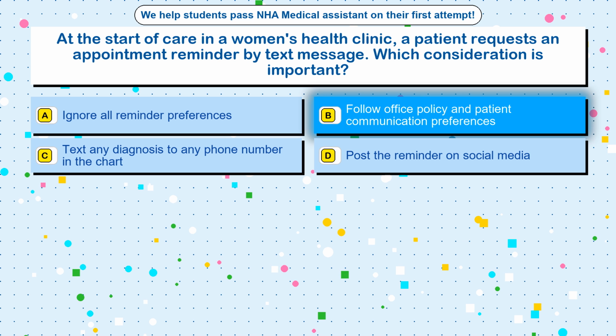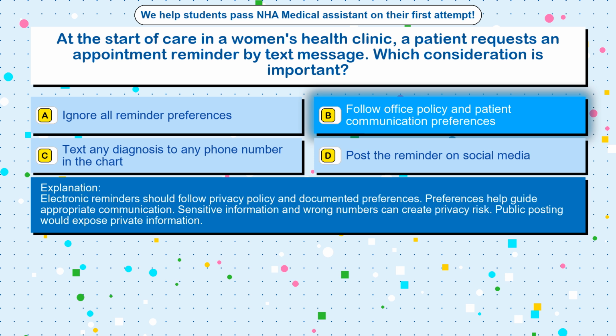Follow office policy and patient communication preferences. Electronic reminders should follow privacy policy and documented preferences. Preferences help guide appropriate communication.